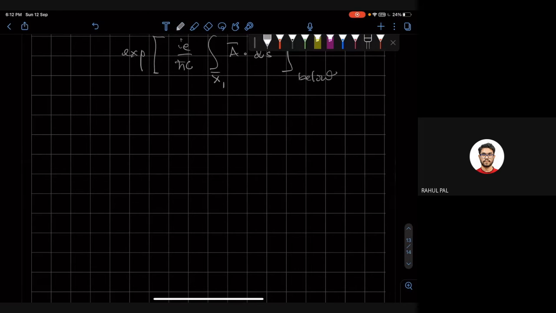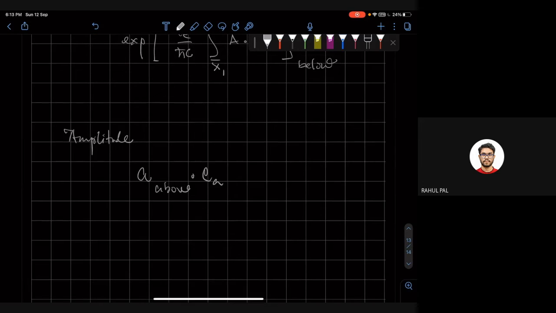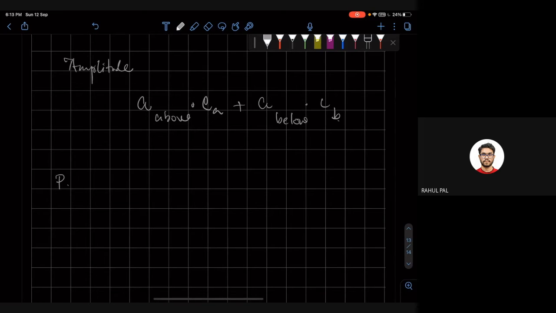So now look at the amplitude. The amplitude after we have introduced the electromagnetic field has a term which is A above times say C above, C is this factor. And then it has a term which is A below, and then C below. So if I look at the probability, I have to square this. And if I square this, what will I get?